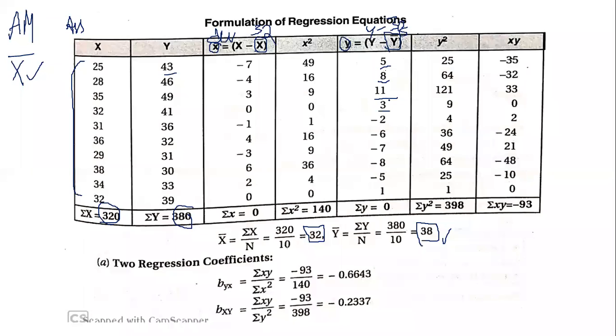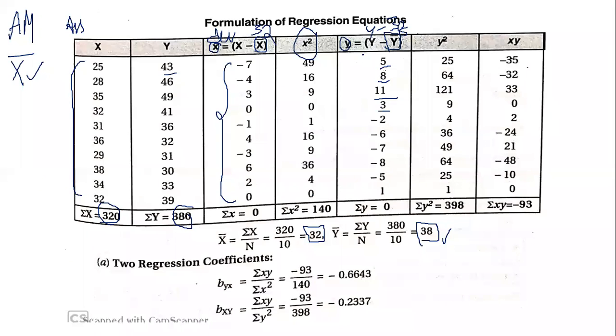Now, once we find the deviations, the next important thing to calculate is x square. This is small x square. So we are supposed to square all these numbers. Minus 7 square is 49, minus 4 square is 16, 3 square is 9, 0 square is 0, minus 1 square is plus 1. And then 4 square is 16, minus 3 square is 9, 6 square is 36, 2 square is 4, and 0 square is 0. So you square all these numbers and you get x square.